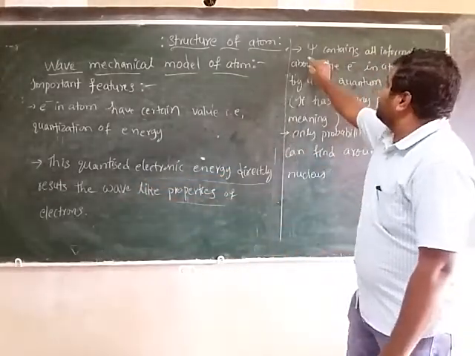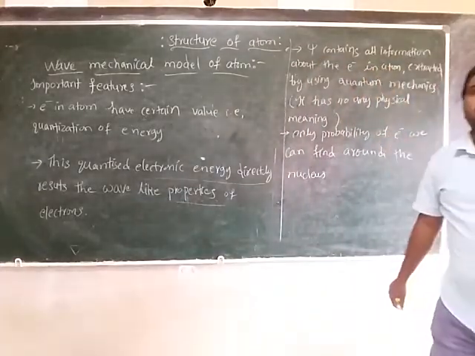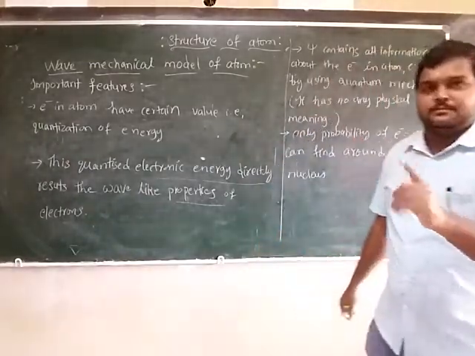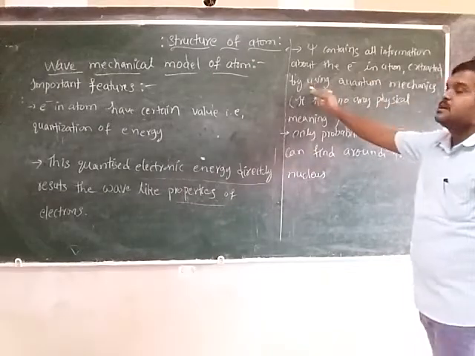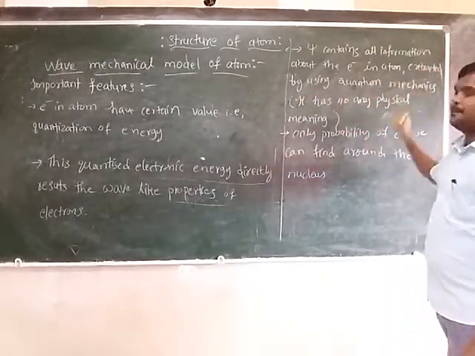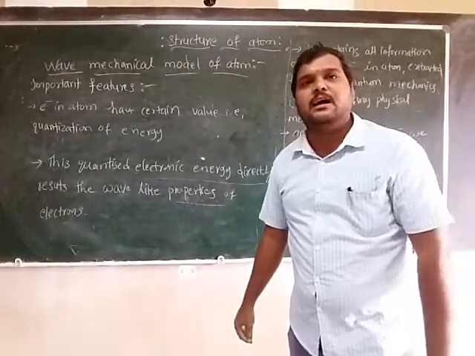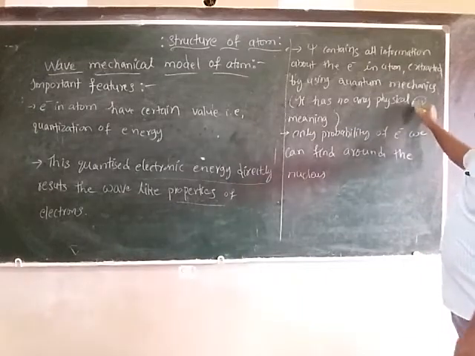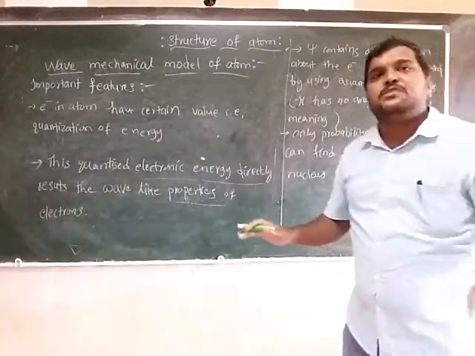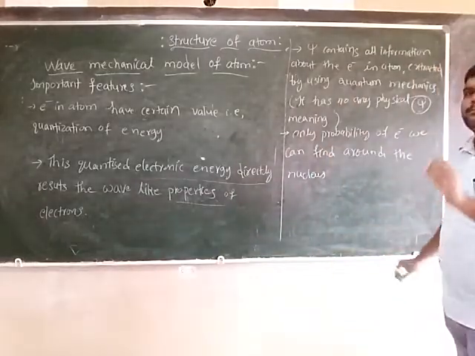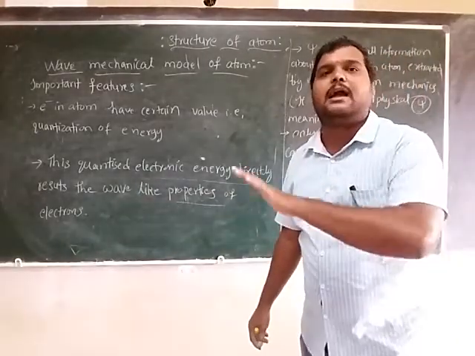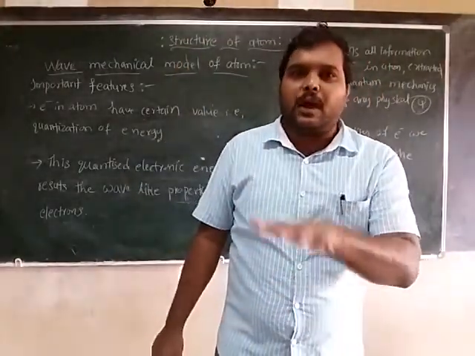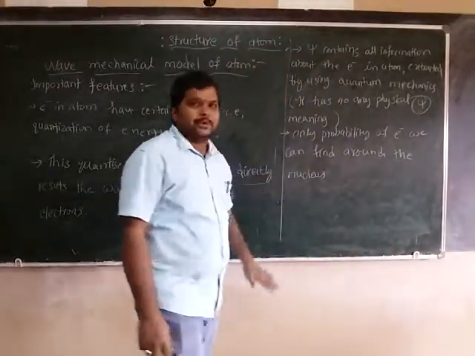And another one: the wave function contains all information about the electron in an atom. This can be extracted by using quantum mechanics. The wave function itself does not have any physical meaning. Next, only the probability of the electron we may find, but not accurately the path of the electron around the nucleus.